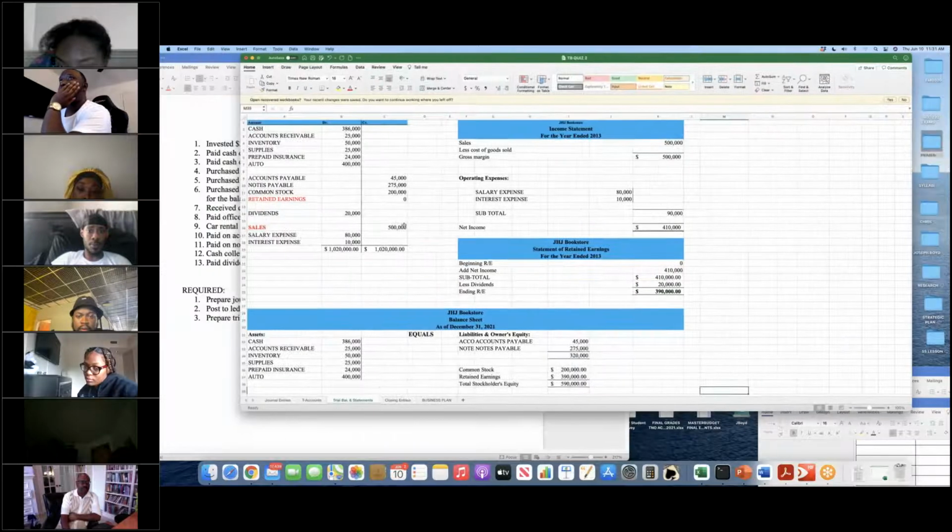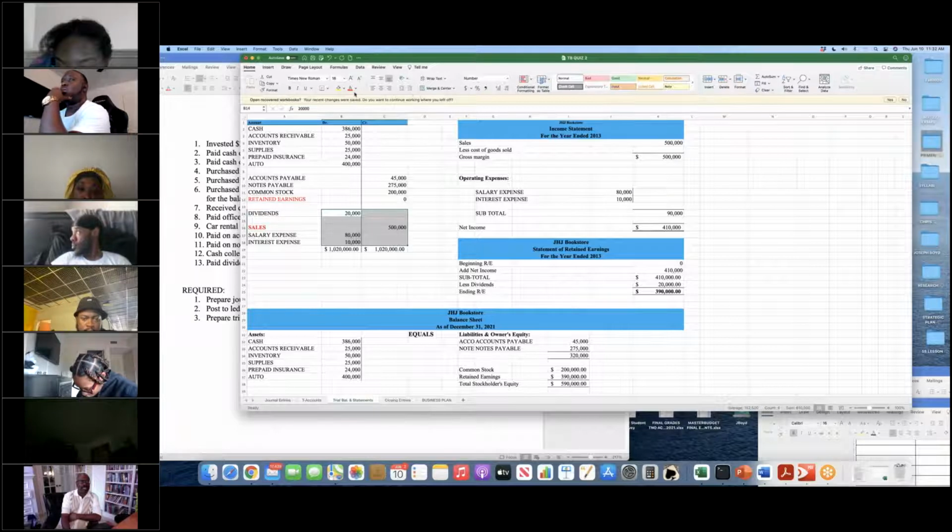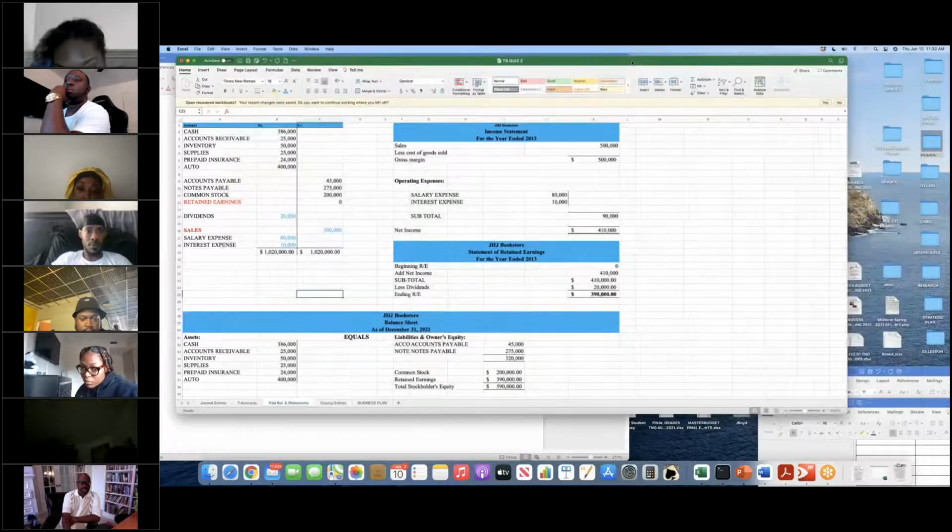We're going to close out all of these accounts below retained earnings. All of these are temporary retained earnings accounts. And we're going to close out all of these. All of these accounts below the line are going to eventually be closed out so we can get to the 410. So we make what's called closing entries.